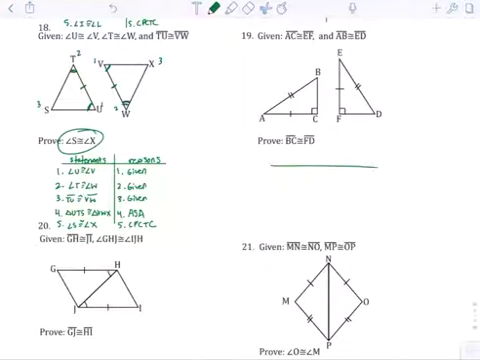Okay, this one. One is AC congruent to EF. That's given. Write down. And 2, AB is congruent to ED. That's also given. And mark it down.